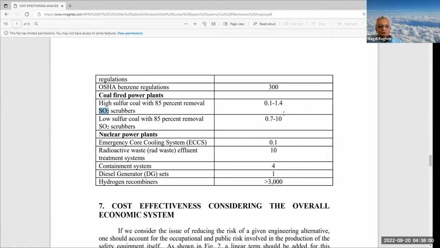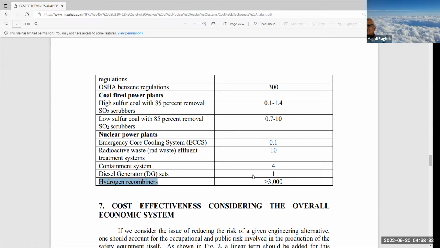That's $0.1 to $1.4 million per life saved. Nuclear power plants' emergency core cooling system, the one that we studied in more detail, that's $100,000 per life saved. A radioactive waste effluent treatment plant would cost $10 million per life saved. The containment system, $4 million per life saved. The diesel generators, DZ sets, $1 million per life saved. Hydrogen recombiner, larger than $3,000 per life saved.